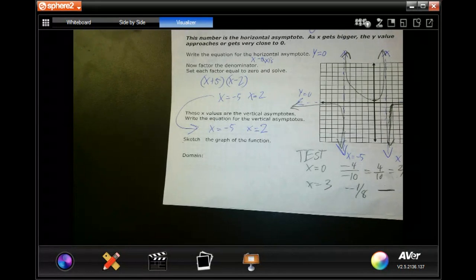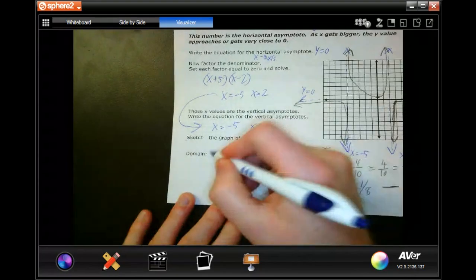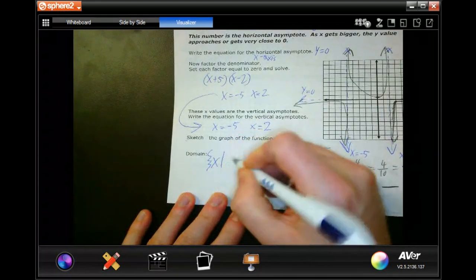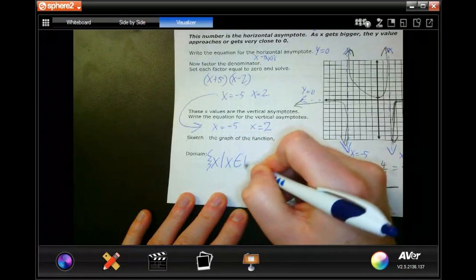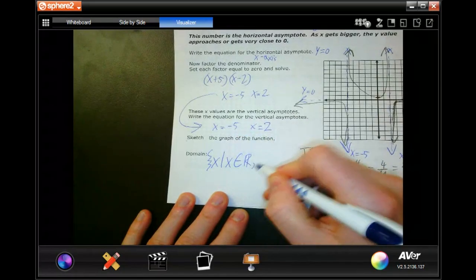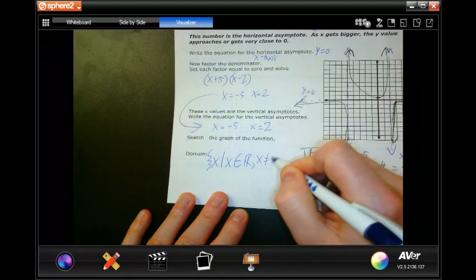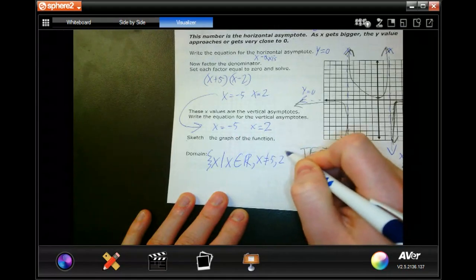Good. So it's the set of all x such that x is an element of the real numbers, comma, x does not equal 5, comma, 2.